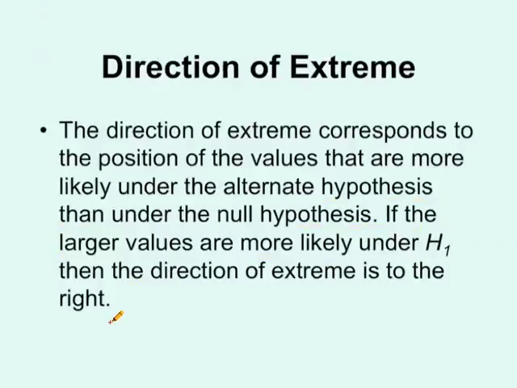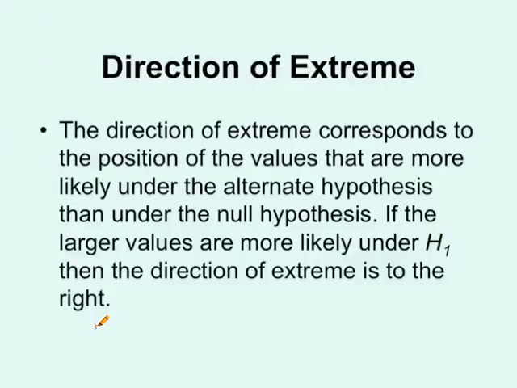Okay, now we got one more idea that we're going to need to tie in here from an earlier discussion. That was example 1.1, and that's direction of extreme. Now, the direction of extreme corresponds to the position of the values that are more likely under the alternate hypothesis than under the null hypothesis. If the larger values are more likely under H1, then the direction of extreme is to the right.